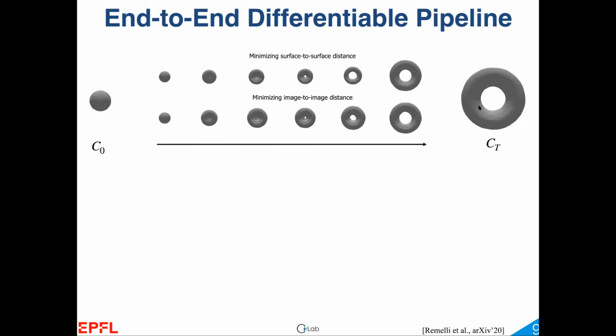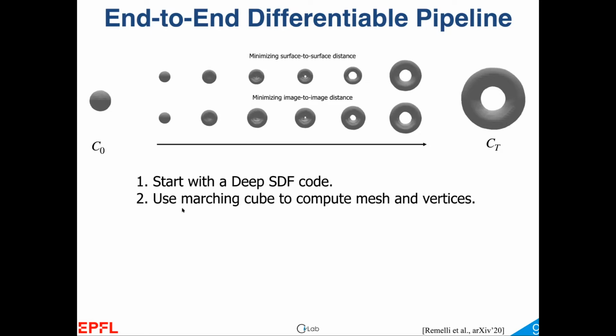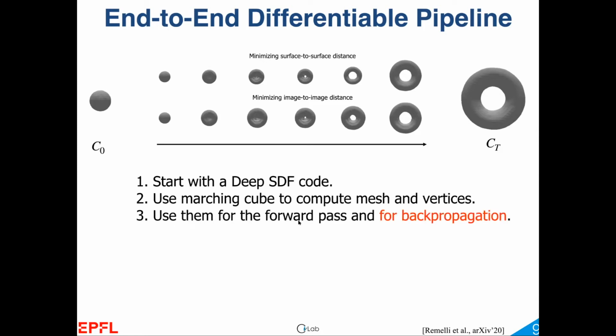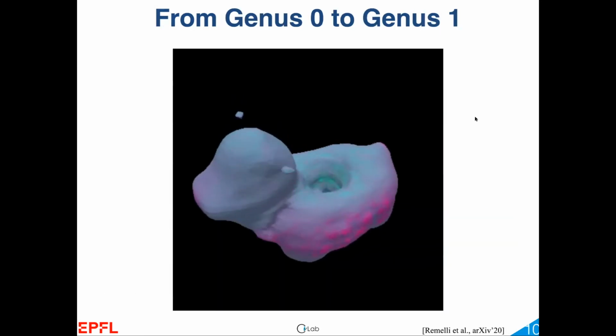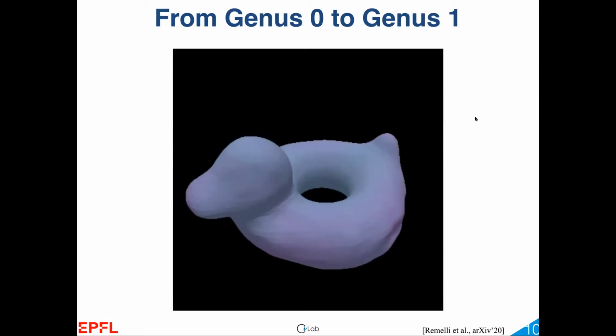And yet we can do a smooth transition from one to the other. We start with a code C. We use the Marching Cubes algorithm to compute the mesh and the vertices. We use them for the forward pass and for the backpropagation using the formula that was on the previous slide. We update the code and we iterate. And in this way, we go from here to there, or from a cow, genus 0, to a duck, genus 1. And at all points in this transformation, we have a continuous mesh.